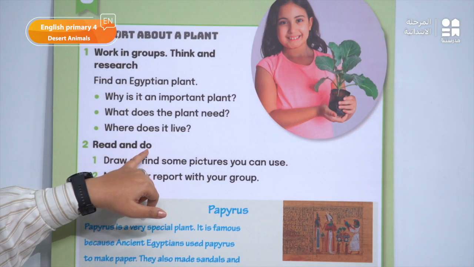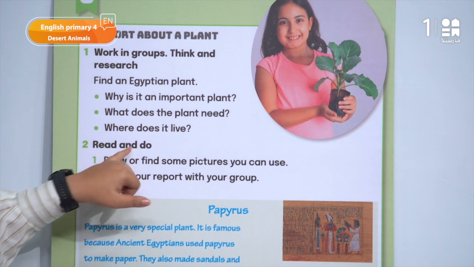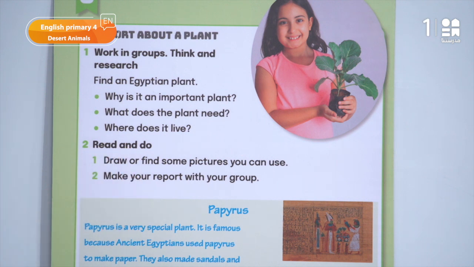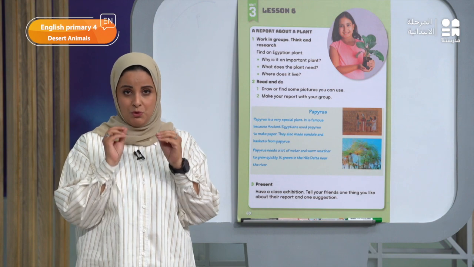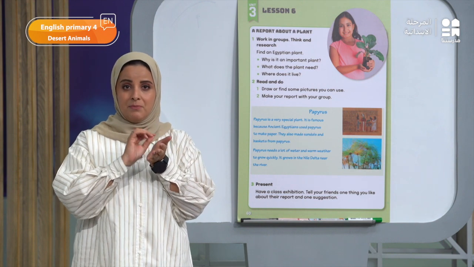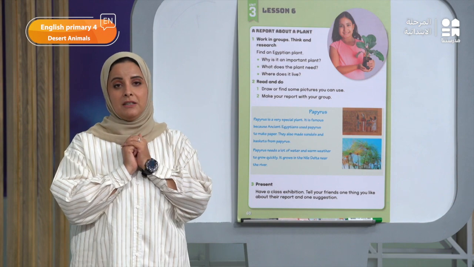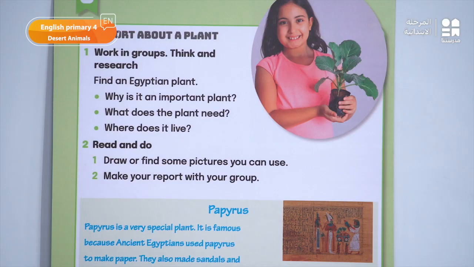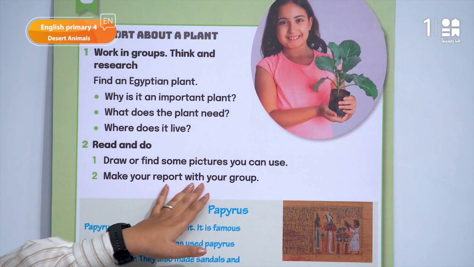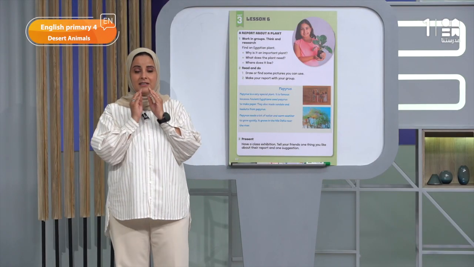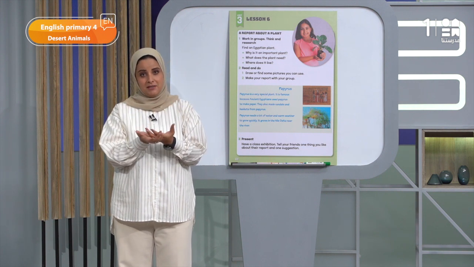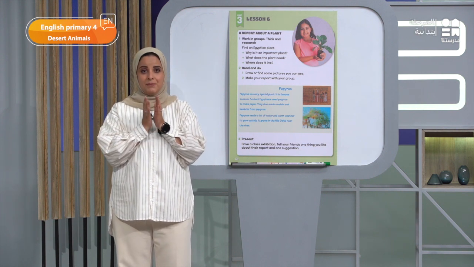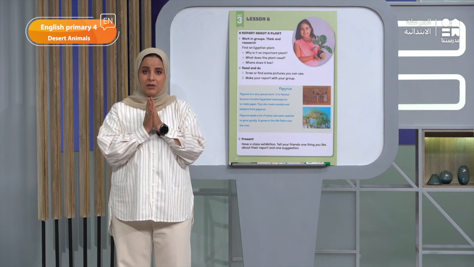Read and do. So number 2, read and do. Number 1, draw or find some pictures you can use. يعني لو أنا عندي printer في البيت أوكي ما عنديش مش مشكلة أنا ممكن أرسم بإيديا الصور اللي أنا هحطها في الريبورت بتاعي. Number 2, make your report with your group. وهأكد تاني إن إحنا نشتغل في جروب دي حاجة مهمة جدا عشان بيحصل exchange للأيدياز وكل واحد بيبقى له دور بيبقى له رول ولازم نقسم الأدوار علينا equally.